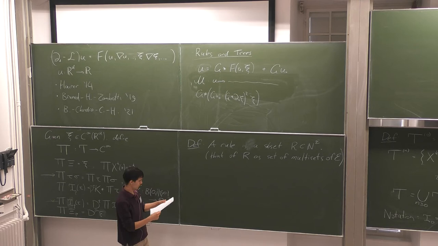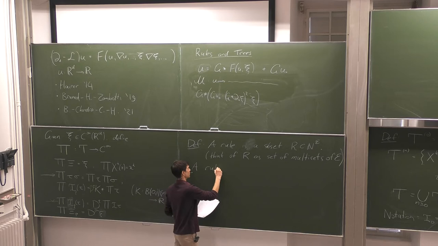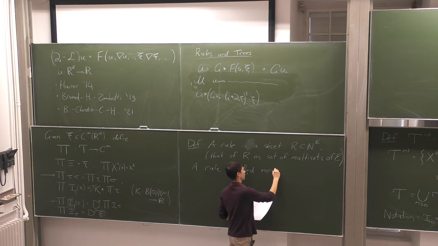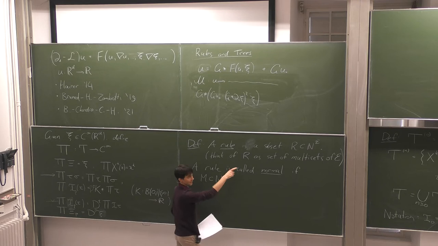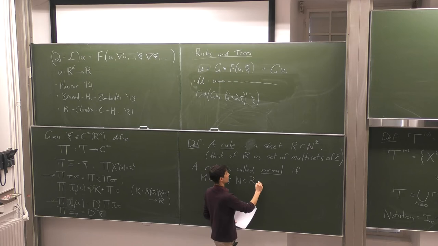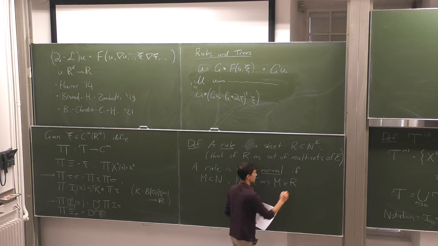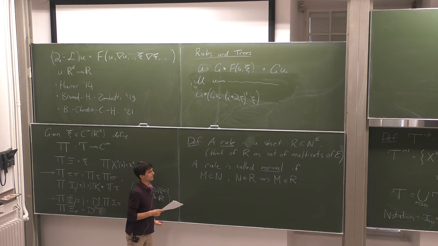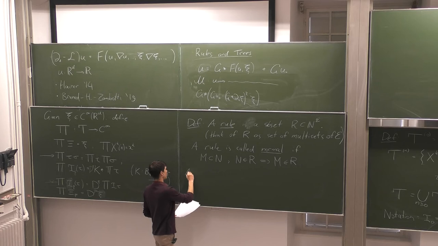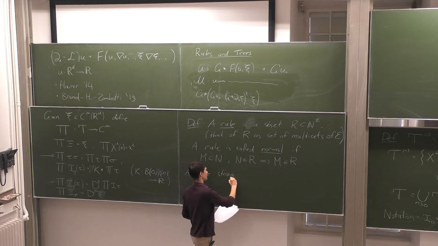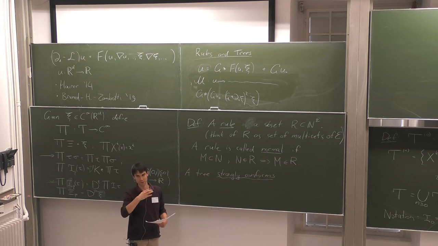Our rule is called normal, this is the definition, if M is a subset of N, and I'm thinking of M and N now as multisets here, and N belongs to R, then this implies that M also belongs to R. So it's closed under inclusions. And then we say that a tree strongly conforms. I'm not going to say what just conforms means. It's a bit strange that I define strongly conforms, but not what just conforms means, but this is just for consistency with terminology in the literature.